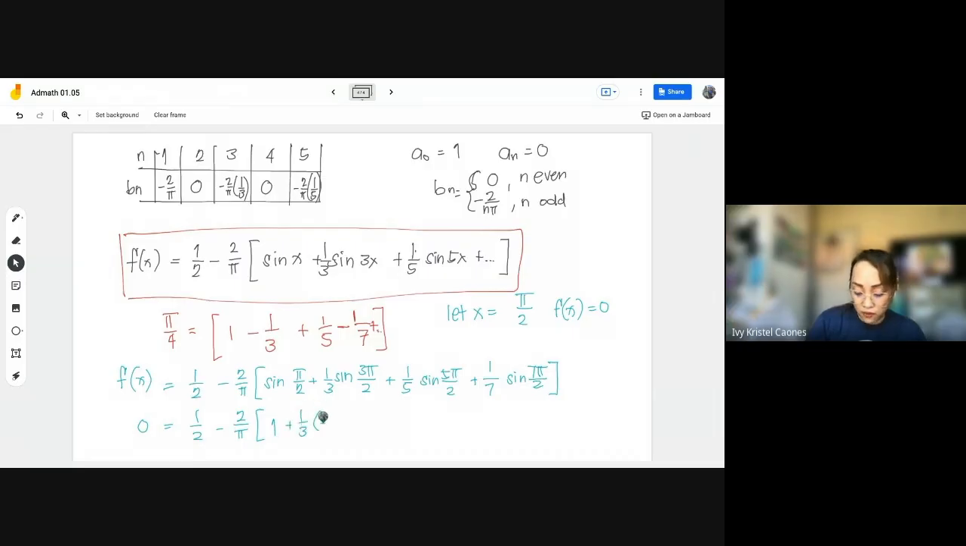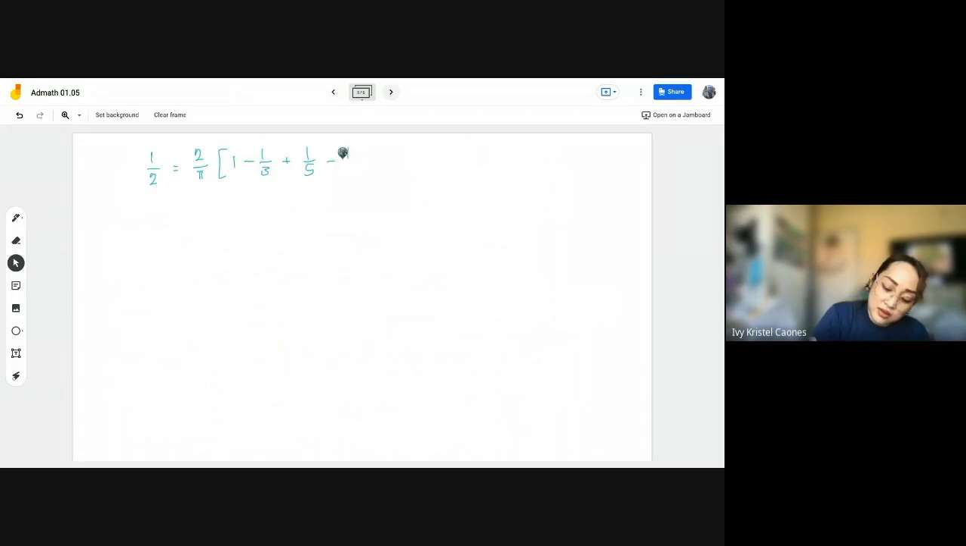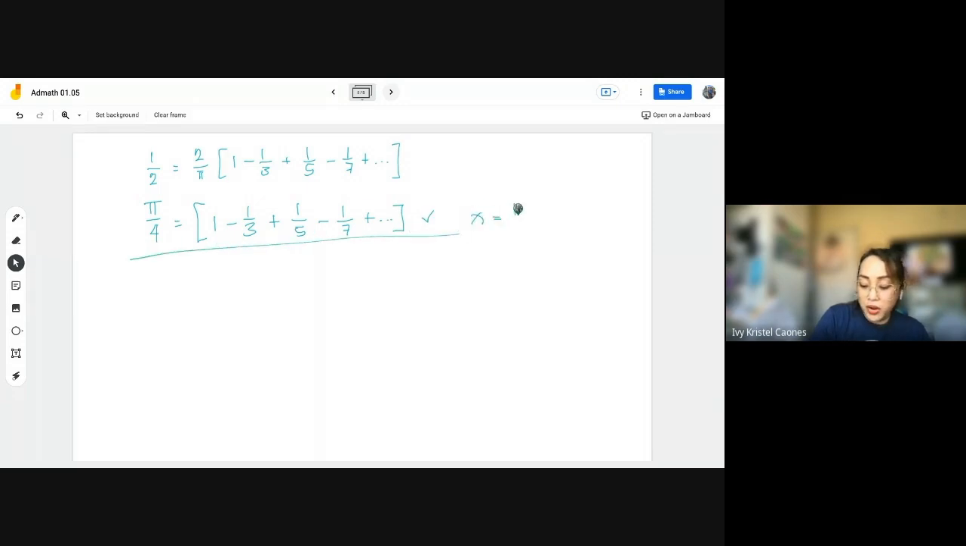So that is negative 1 plus 1 third times negative 1 plus 1 fifth positive 1 plus 1 over 7 to negative 1, which will give you plus dot dot dot. Transpose and multiply both sides by pi over 2, which will give you pi over 4 equal to the series 1 minus 1 third plus 1 fifth minus 1 seventh plus dot dot dot. So this will be true when x is equal to pi over 2.